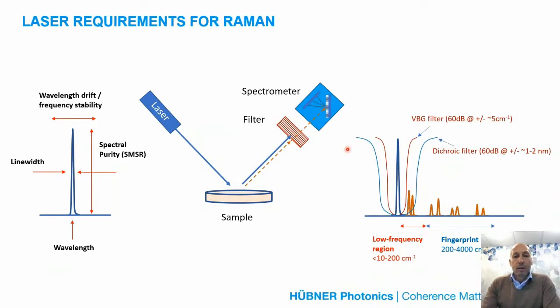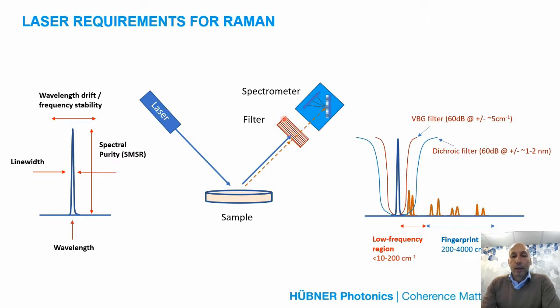So what are the basic requirements on the laser for Raman spectroscopy? Here we have a schematic picture of a spontaneous Raman spectroscopy setup. We have a narrow line width laser source which is illuminating a sample. Most of the light is going to be Rayleigh scattered, but a small fraction of the light is going to interact with the molecules of the sample, excite some phonons, lose some energy, and get slightly frequency shifted.